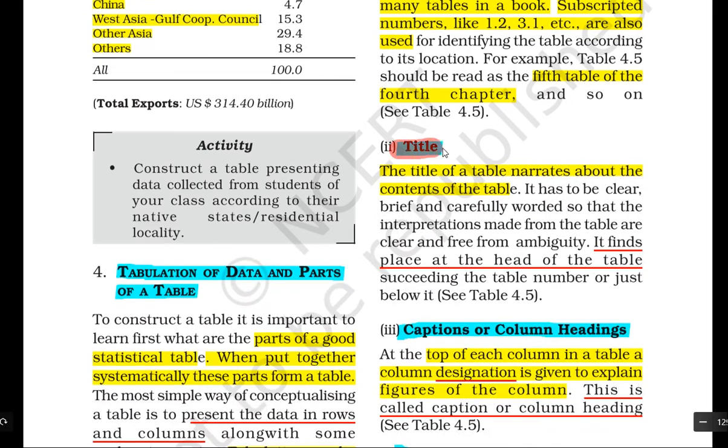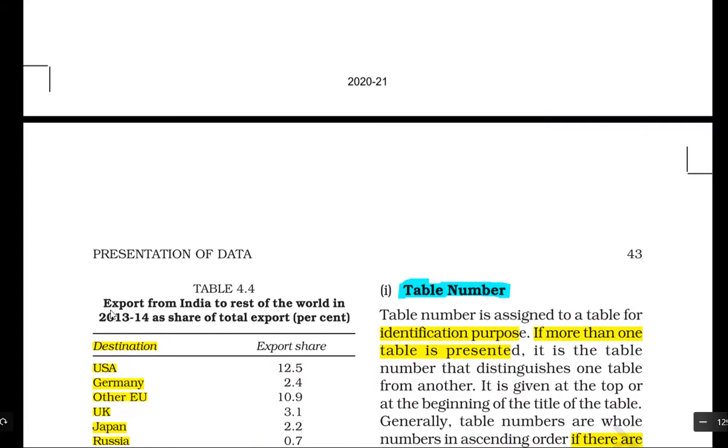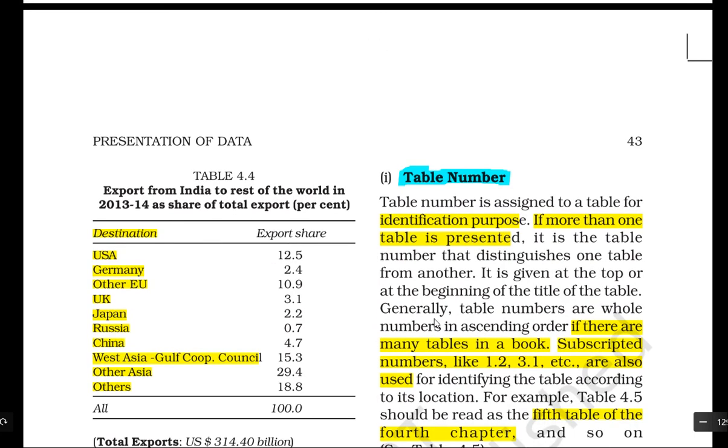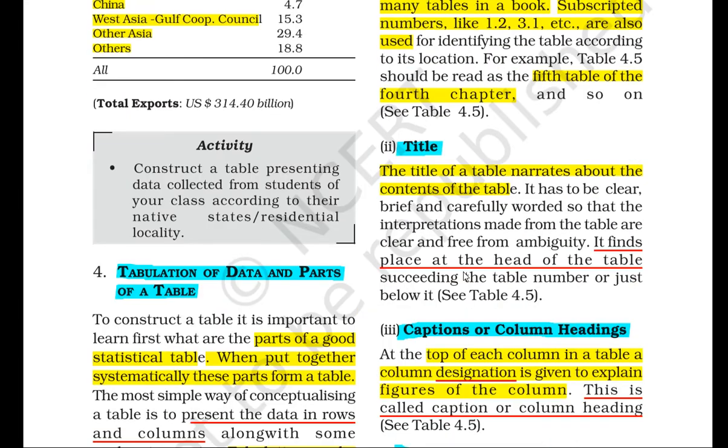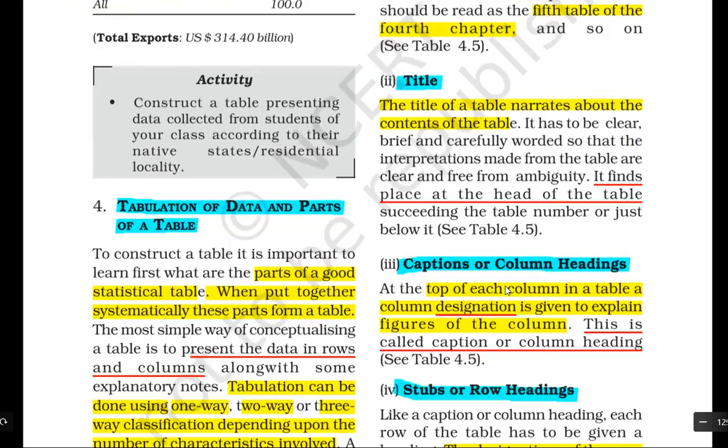The second thing is the title of the table. You have to assign a title for your table, describing what data you are going to present. You can see here the title of the table is given: exports from India and the rest of the world. The title may be a sentence or a phrase. It finds its place at the head of the table, just before the table number.